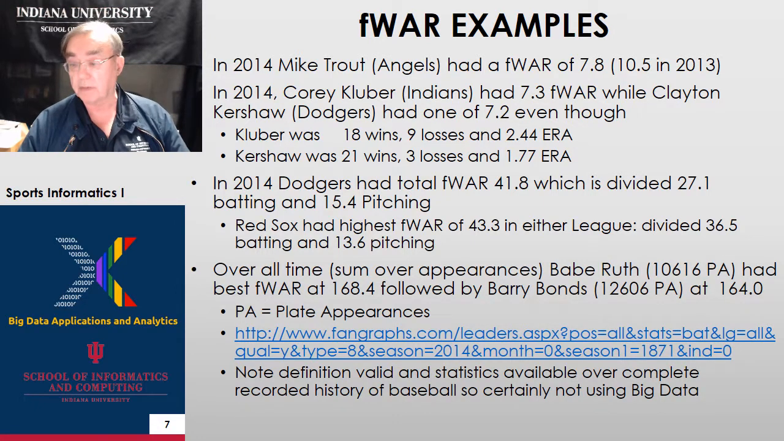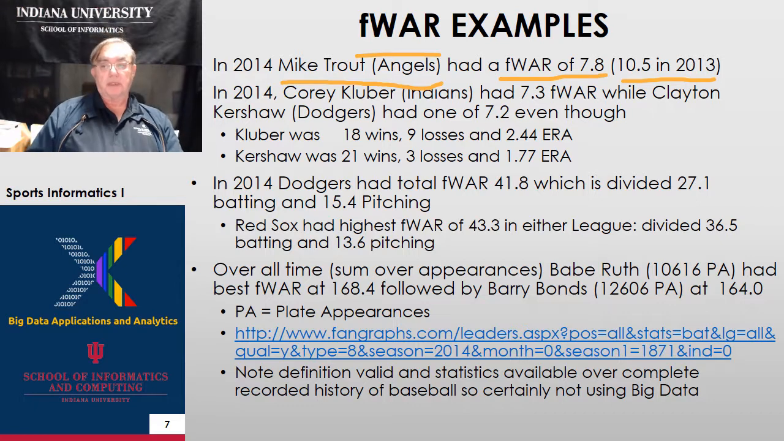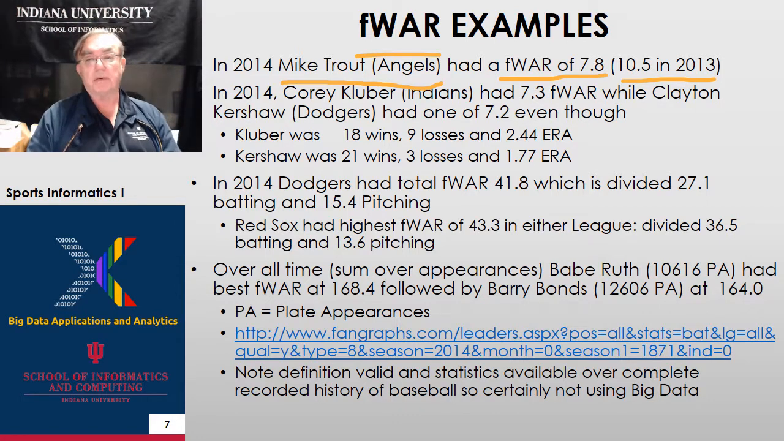Here are some examples of fWAR. Just the values. These are from FanGraphs. I looked them up on FanGraphs. So possibly the leading batter in 2014, Mike Trout. He had an fWAR of 7.8 in 2014 and 10.5 in 2013. Remember, 7.8 means that he probably created 78 more runs over the season than the replacement level player. So 78 is quite a big number. And he's compared to the average player who would have an fWAR of 2.05, I think we just introduced.